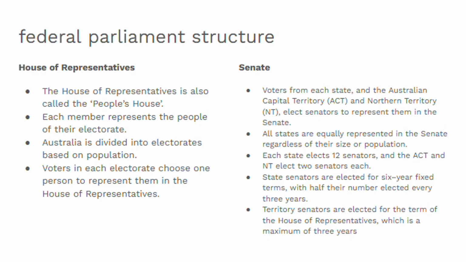State senators are elected for a 6-year fixed term, with half of the senators elected every 3 years. But territory senators are elected for the term of the House of Representatives, which is 3 years. That's why every 3 years we have a House of Representatives election, and half of the senators are up for election every federal election. That's mainly so that you keep some consistency within the Senate, with a proportion of people that are experienced and able to hold the government to account. And we'll go into the Senate's responsibilities a bit more.